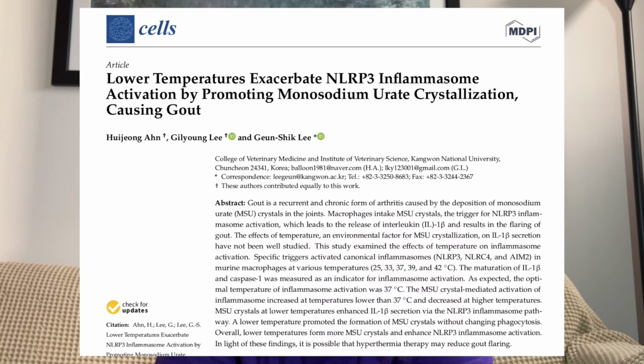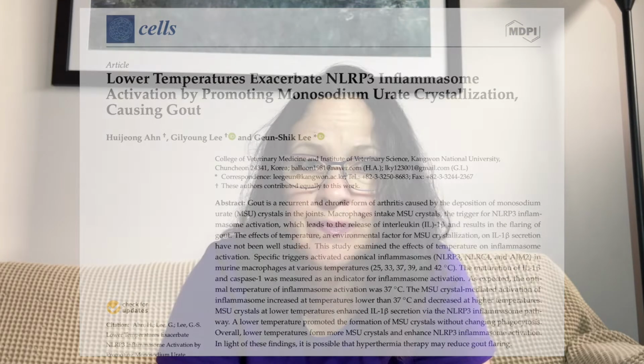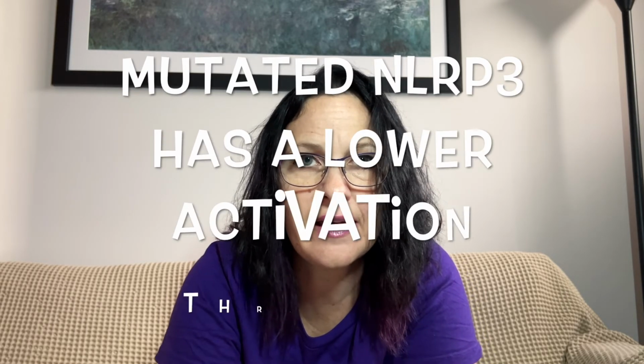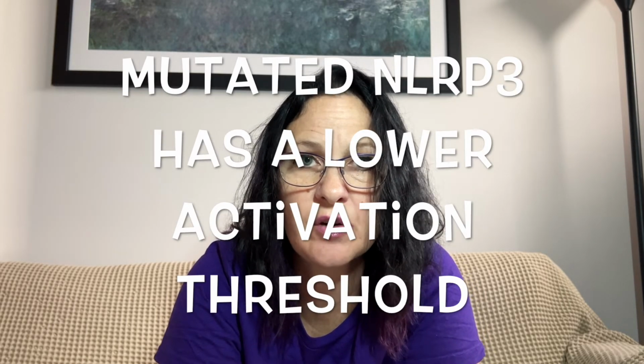Thinking along those lines, a similar idea is that cold exposure promotes other NLRP3 activators. Last year, a paper was published that showed lower temperatures promote monosodium urate to crystallize, which causes gout, driven by NLRP3 activation. Remembering that in CAPS, our mutated NLRP3 is considered to be already in a primed state, it makes sense that our NLRP3 activation threshold is just lower. So any one of these things, or all of them, could be in play.